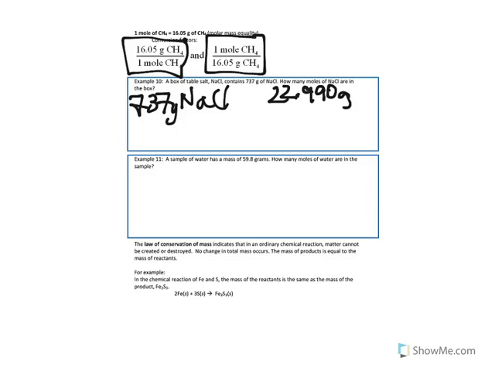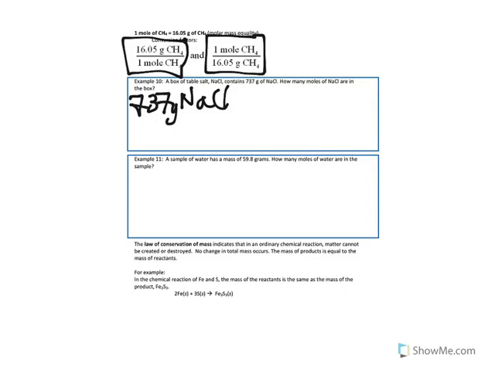And chlorine contains 35.45 grams in 1 mole. So 1 mole of sodium chloride weighs 22.990 plus 35.45, or a total of 58.44 grams. Okay, we need this in order to answer this question, 58.44 grams.